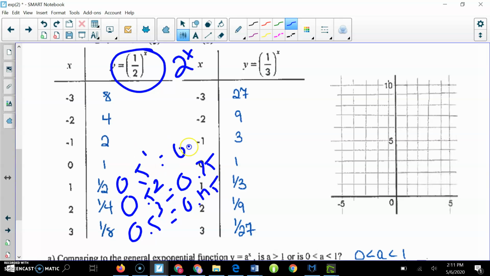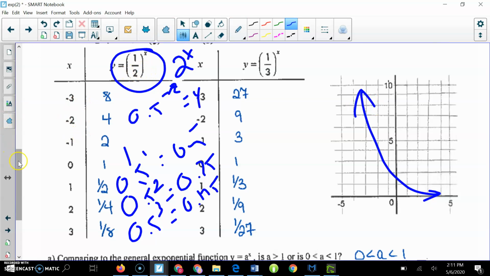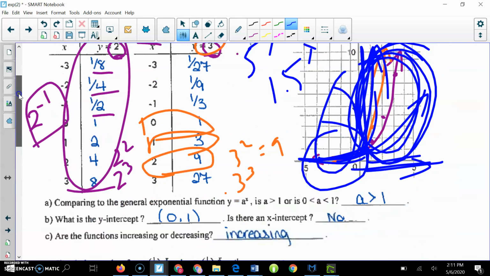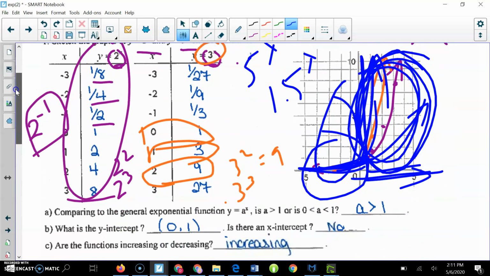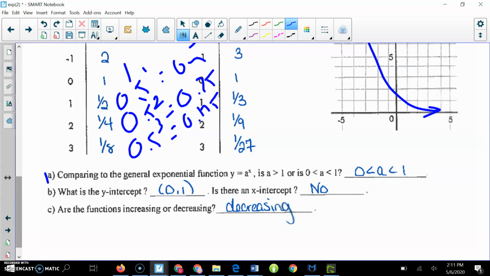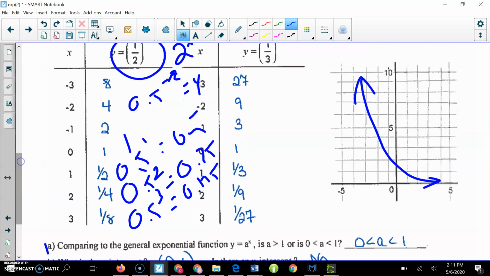0.5 to the 1 is 0.5. 0.5 to the 0 is going to be 1. And then when you get these numbers here, 0.5 to the negative 2, for example, you're going to get 4. When you graph these, take a little more care than me. If you compare 1/2 to 2, the numbers are kind of the opposite. Negative 3 turns into 3, 2 turns into negative 2, vice versa. Okay? And you get a graph that looks like that.